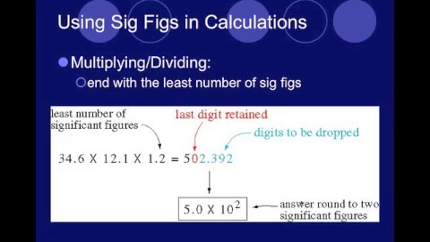Now with multiplying and dividing, we always end with the least number of significant figures. So we look at our factors being multiplied, and we see we have 3 significant figures, 3 significant figures, and 2 significant figures. Least amount is 2, so we have to round our final answer. This is what we would get in the calculator. We have 1, 2, 3, 4, 5, 6. Can't have 6, have to have 2. So it would either be 500 or 5.0 times 10 to the second, if we put it in scientific notation.